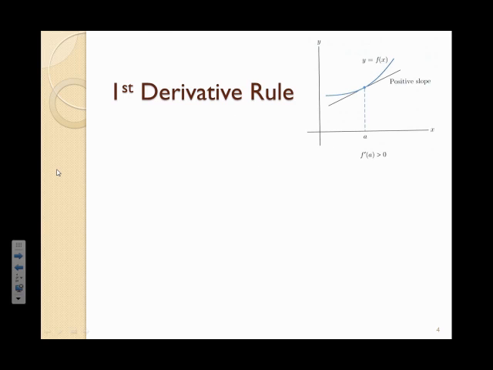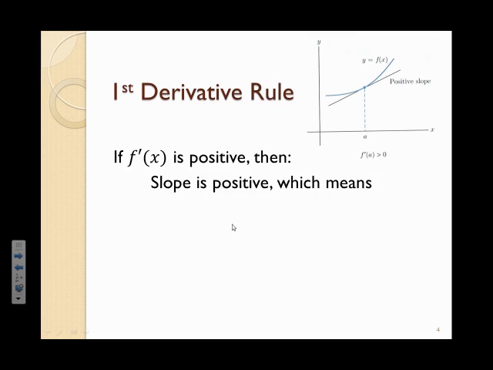Now, the first derivative rule is a simple rule. It's going to help us to graph things. We've just figured out we can find where the relative extremes are, the relative maximums and minimums, but what about in between? Well, the first derivative rule says that if the first derivative is positive, then that means the slope is positive. We know that because we've learned that before. And of course, if the slope is positive, then we know that f of x is increasing.